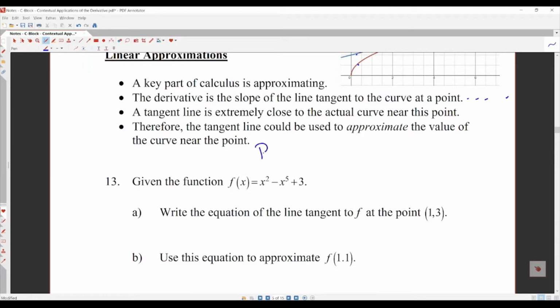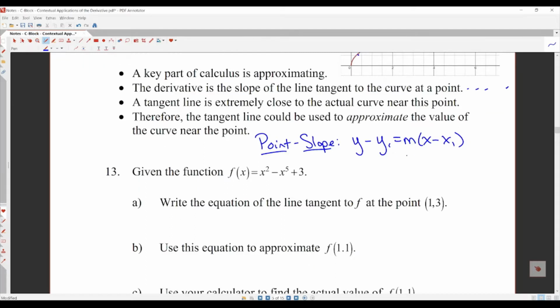Right. To do this, we need point slope form of an equation of a line. You can use slope intercept, y equals mx plus b, but there's an awful lot of chances for mistakes. The point slope form is designed for this situation where you're given a point and the slope, which is exactly what we're going to be given. So we'll be plugging in for x1, y1, and the slope.